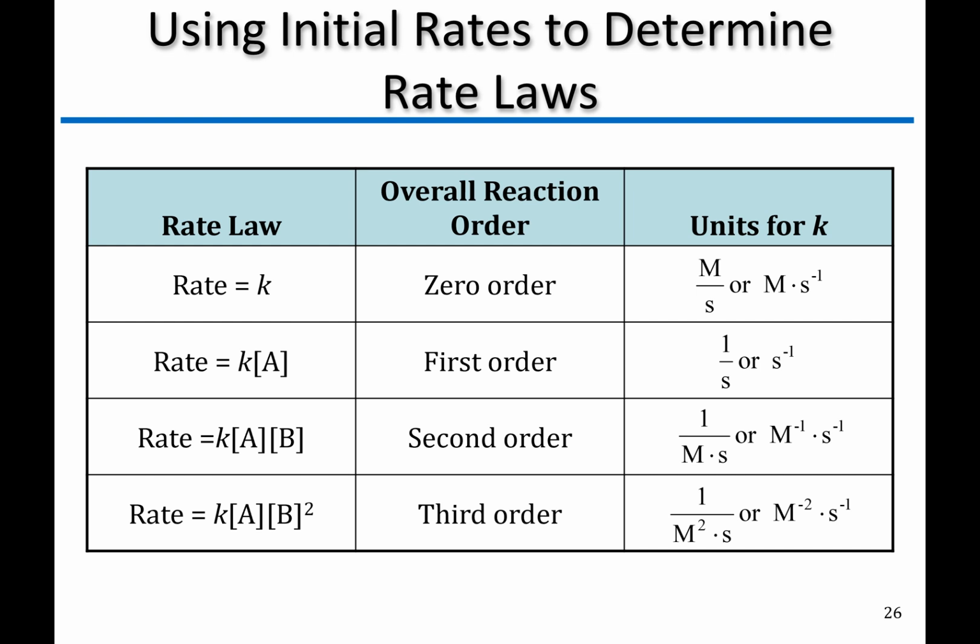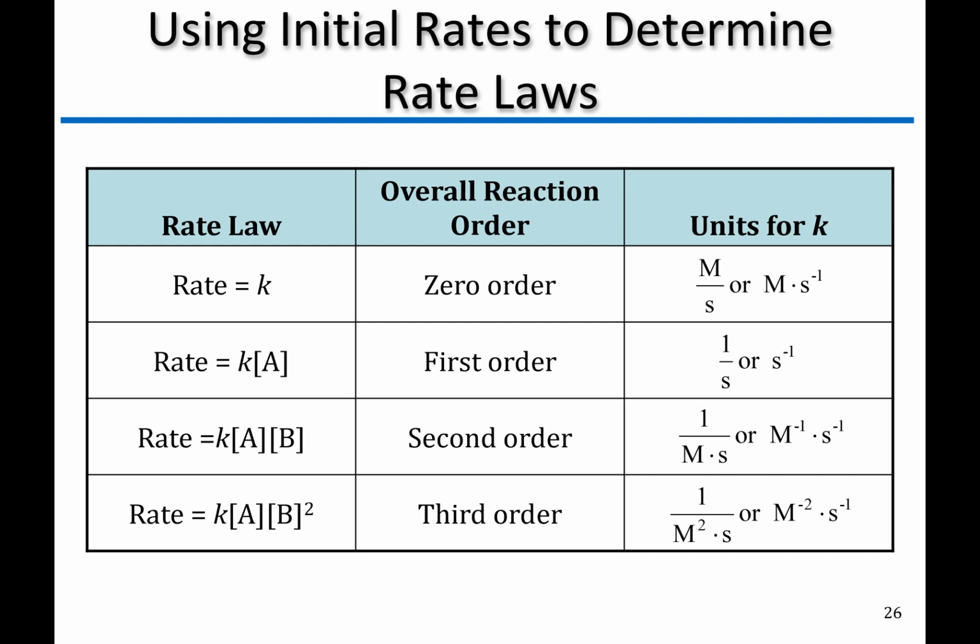What should my units be? This is where it gets a little tricky, knowing what the units of K should be. But when you solve your equations, you should end up with the correct units for K. If it's zero order, you might have molarity per second, or molarity times s to the minus 1. Remember that to the minus 1 is the same thing as putting something on the denominator. If it's first order, I may have just 1 over seconds. And these, remember, are the value for K.